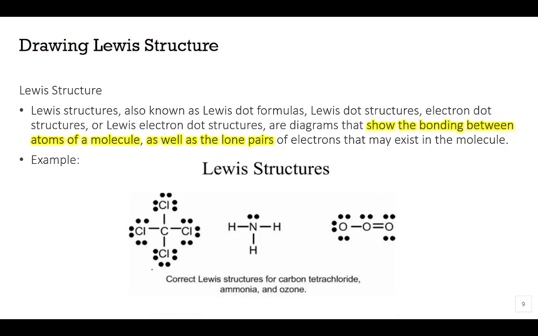this is CCl4 or tetrachloromethane, also called carbon tetrachloride. This is ammonia or NH3. Shown for you are bonding pair, bonding pair, bonding pair, and a lone pair at the central atom. The same thing for ozone: bonding pairs, and lone pairs.